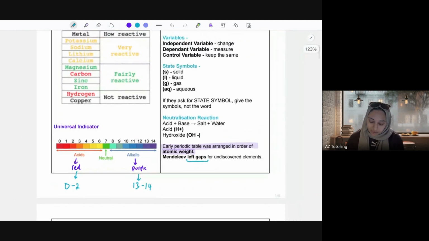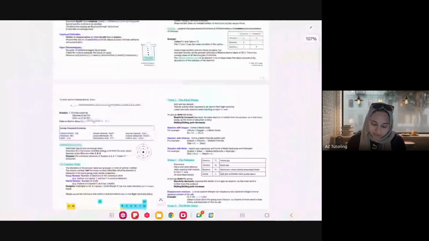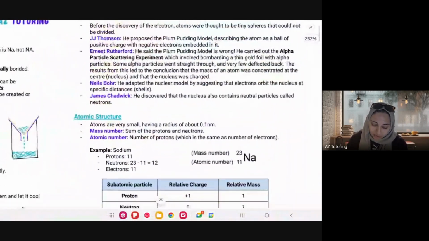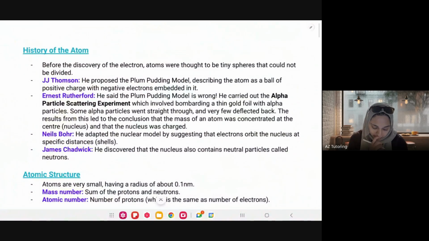Okay, another thing I would recommend going over for tomorrow's exam is the history of the atom and how it became the nuclear model it is today. I'm not going to go over all of it in a lot of detail, but it is on the summary sheet, so it's right here. Make sure for each history point, you know the scientist who said it and what they said. So for example, Thomson proposed the plum pudding model, where he thought it was a ball of positive charge with negative electrons just on it, like a plum pudding.